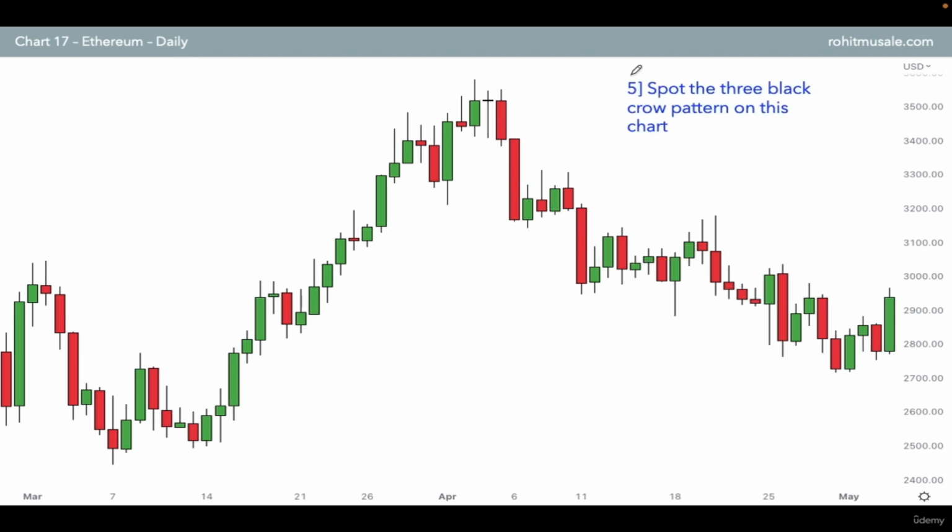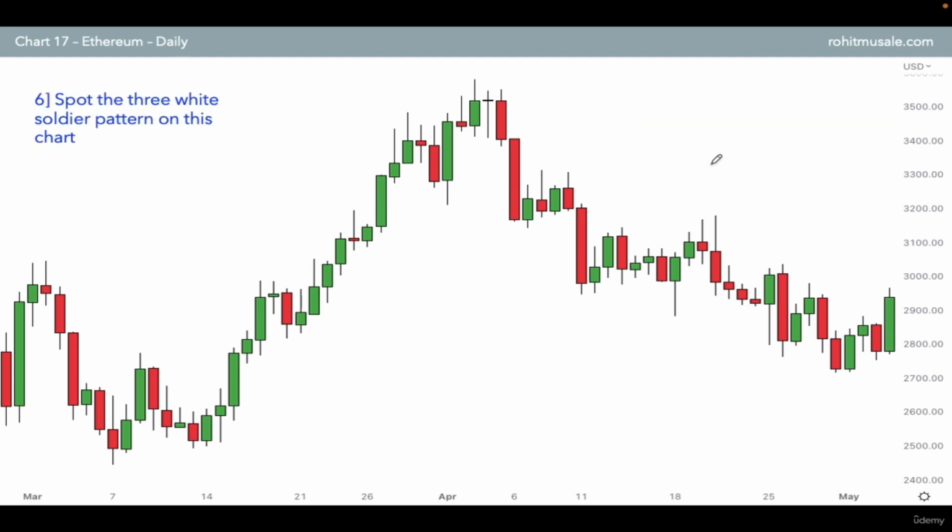Number 5, spot the 3 black crow pattern on this chart. So the 3 black crow pattern comes after an uptrend. So let's look at an uptrend. You don't have 3 red candles here, not here. This is a downtrend, so forget about it. What about this 1, 2, 3? But since this is a spinning top, it cannot be classified as a 3 black crow pattern. So the answer is no. There is no 3 black crow pattern on this chart.